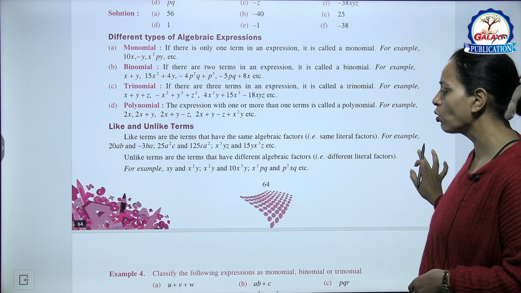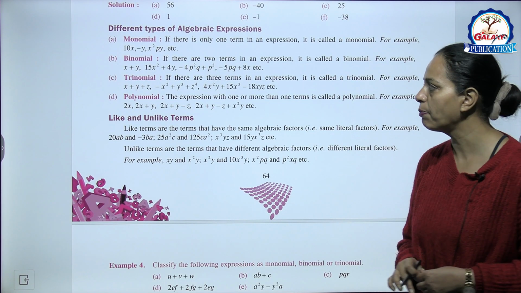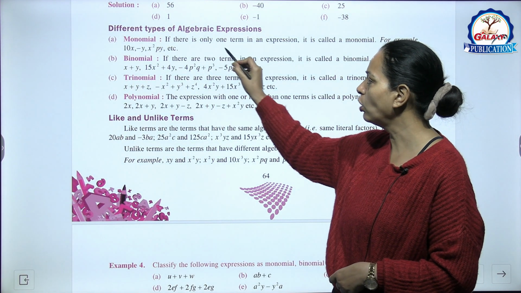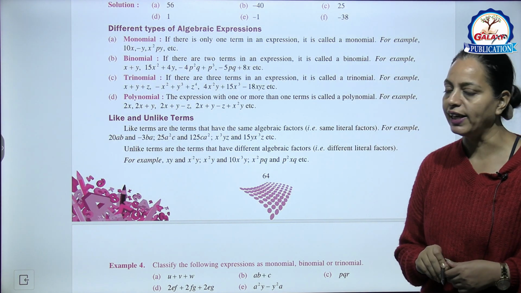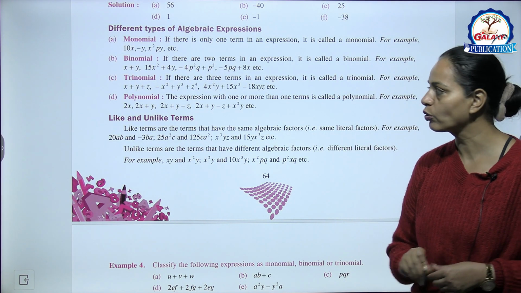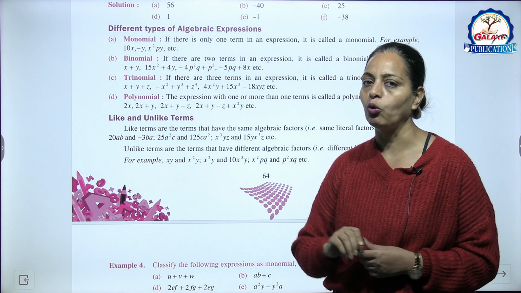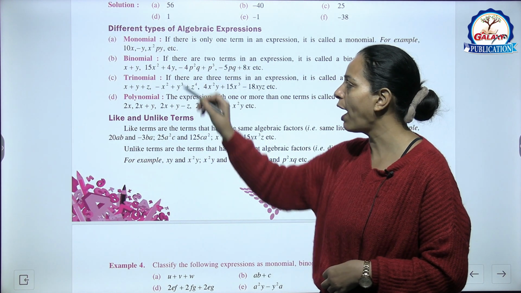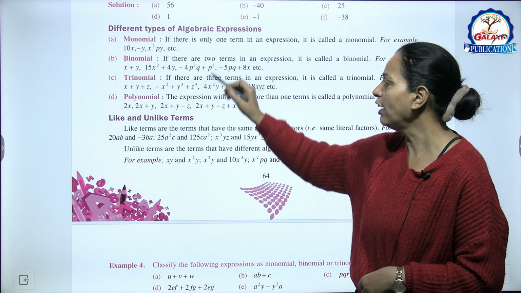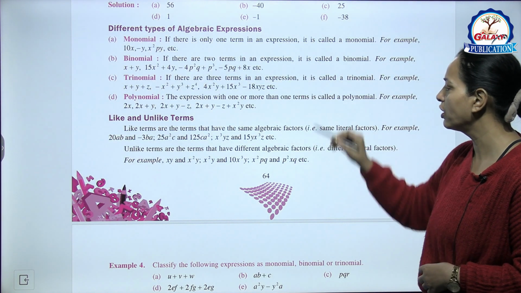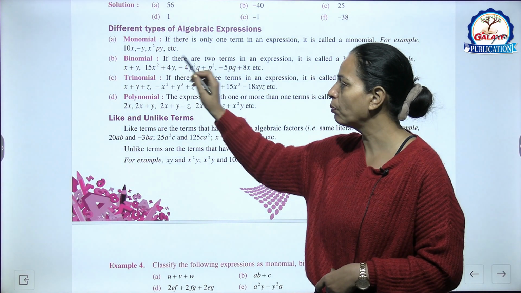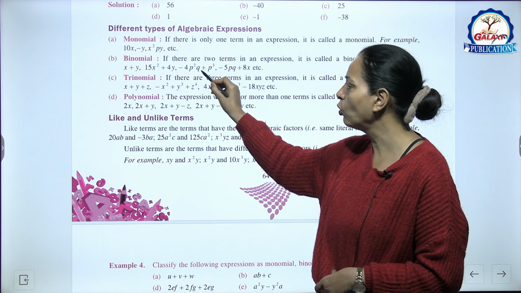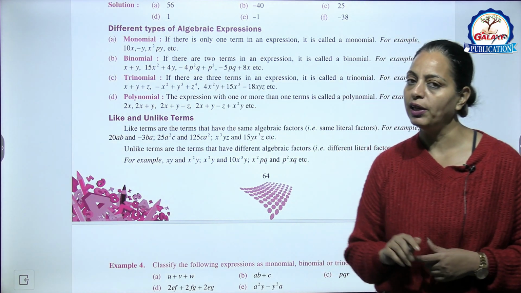Now, different types of algebraic expressions. A part, monomial. If there is only one term in an expression, then it is called a monomial, like 10x, minus y, x square. These all are monomials. Now B part, binomial means two terms. If there are two terms in an expression, then it is called a binomial, like x plus y, 15x square plus 4y, minus 4p square cube plus p cube, like this.